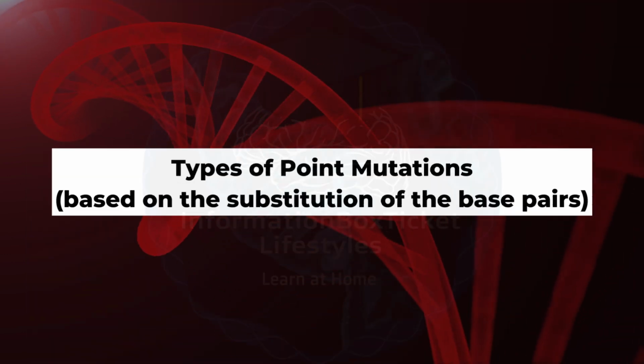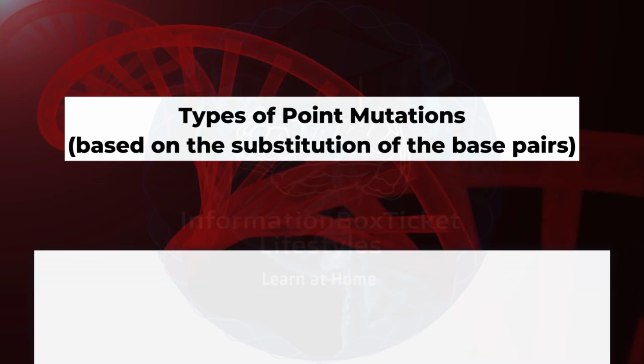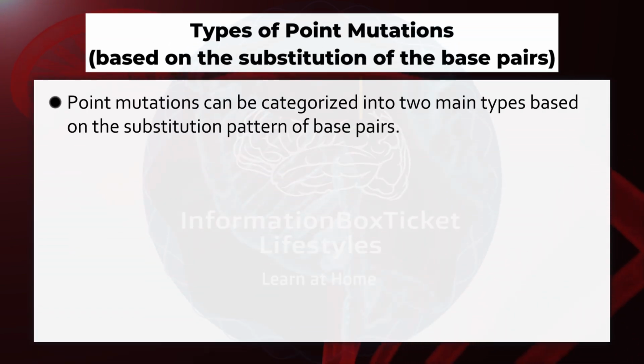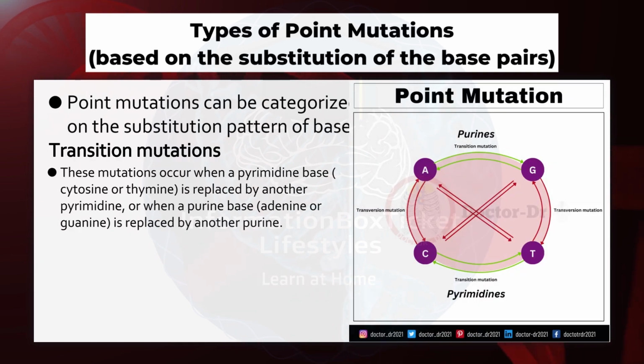Types of point mutations based on the substitution of the base pairs. Point mutations can be categorized into two main types based on the substitution pattern of base pairs. Transition mutations. These mutations occur when a pyrimidine base, cytosine or thymine, is replaced by another pyrimidine, or when a purine base, adenine or guanine, is replaced by another purine.